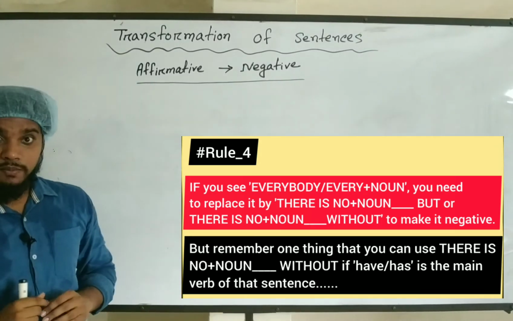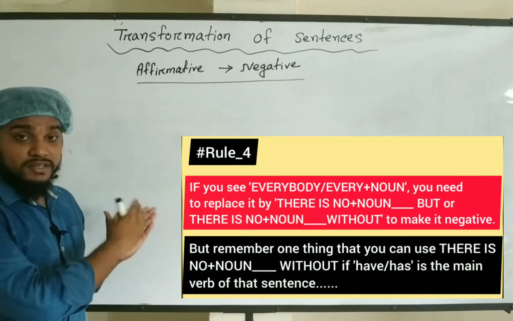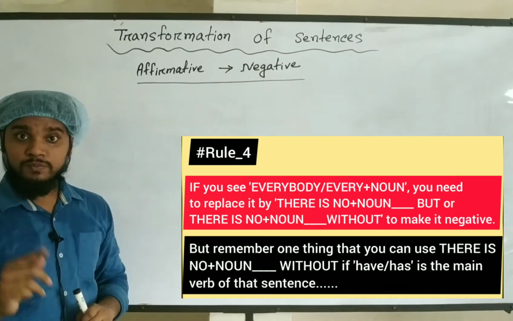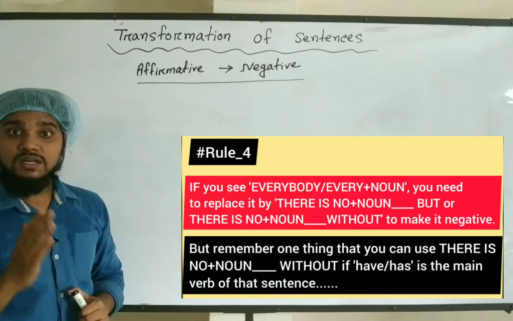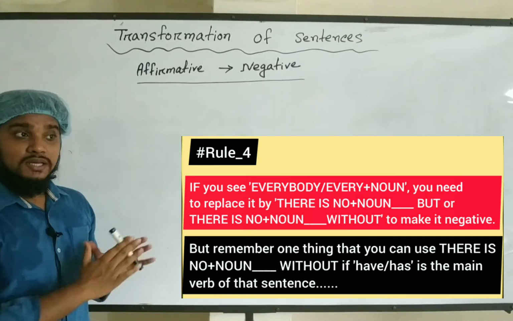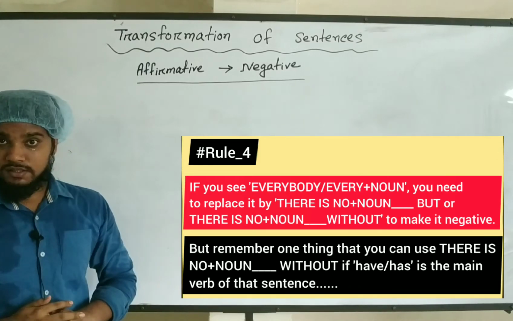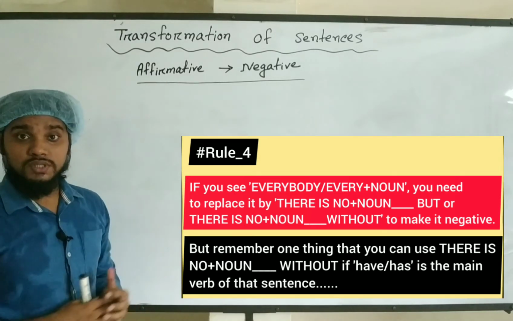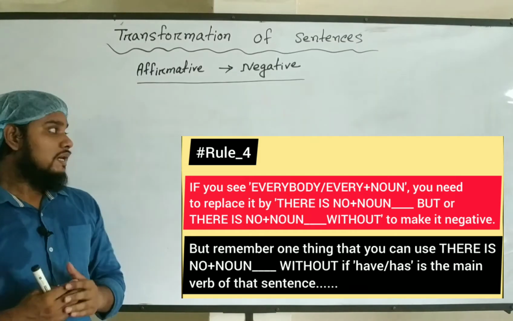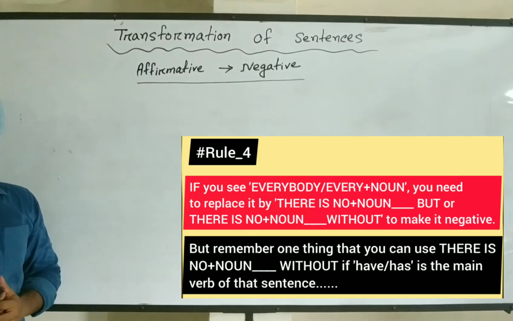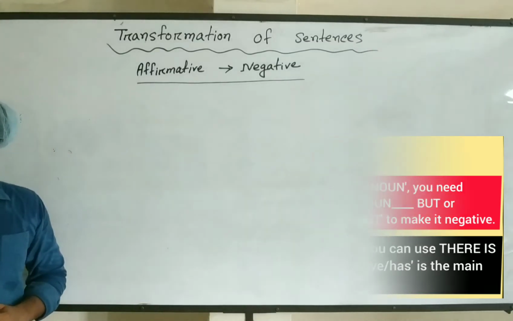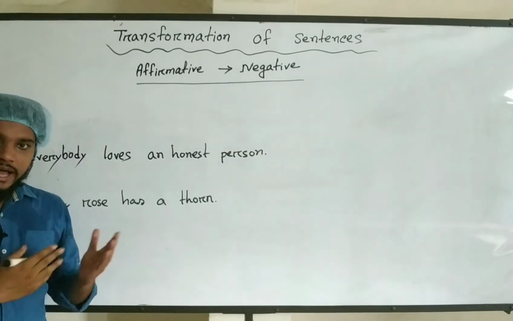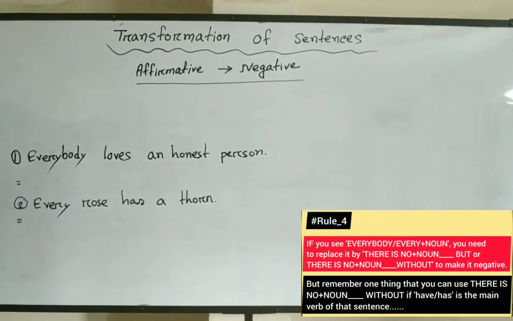But remember one thing, you can only use "there is no dot dot without" if have or has is the main verb in that affirmative sentence, or else you cannot use "there is no dot dot without." Okay? Let's make these rules more clear with some examples. Have a look at the examples.